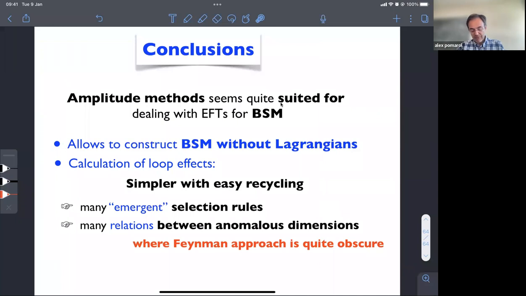And even when they are not zeros, the other thing I wanted to tell you is that they are related, a relation that you don't see in the Feynman approach. So I'll stop here. Thank you.